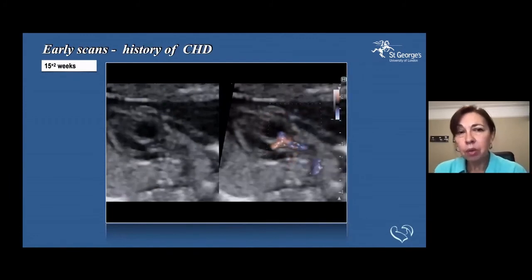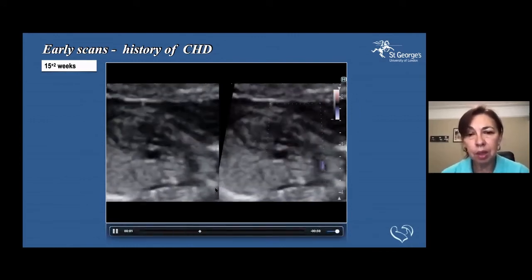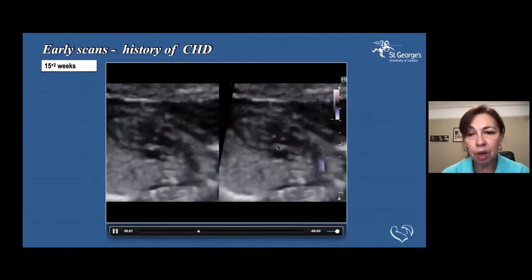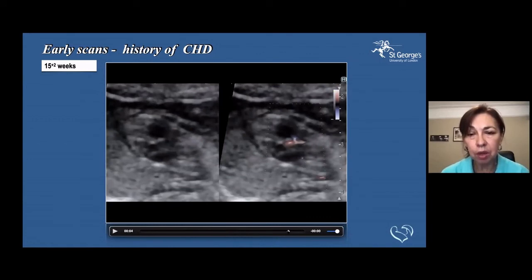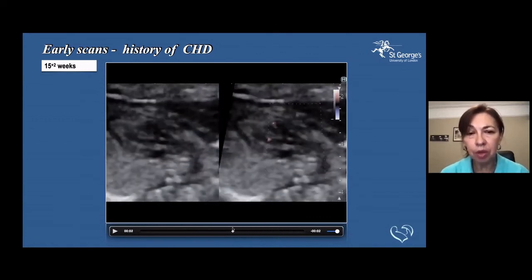Now, how far can we go using these? So I just chose one example of a fetus at 15 weeks with a previous history of congenital heart disease on the previous child. And here we can see an overriding aorta. You can see how the color helps the flow coming from both ventricles into that vessel, I should say, rather than the aorta. There's an overriding vessel.